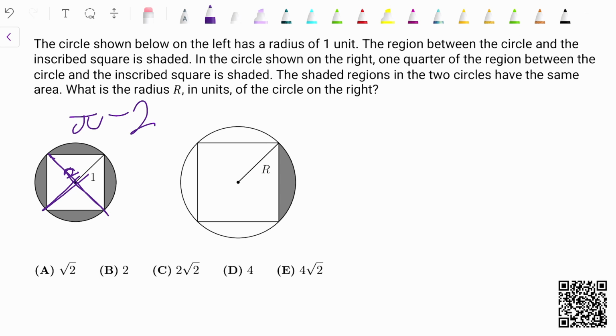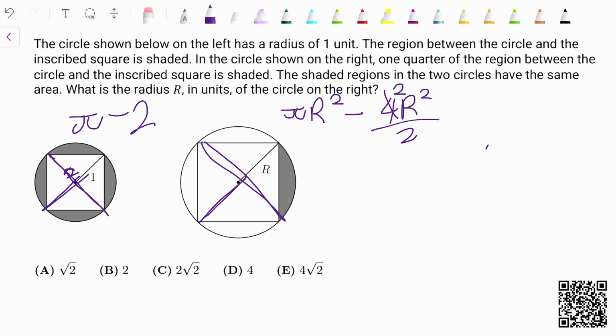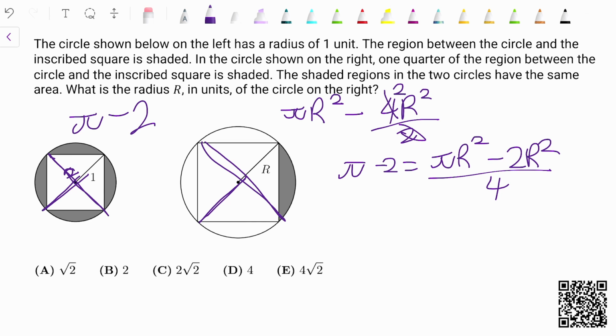Similarly, with our larger circle, this time we only have r. So we have pi r squared minus, and in the same way, this would be 2r. This would also be 2r. So that would be 4r squared divided by 2, getting you simply 2r squared. And now that we can insert this into a total equation, we have pi minus 2 is equivalent to pi r squared minus 2r squared divided by, of course, 4, because it's only 1/4 of the shaded region.